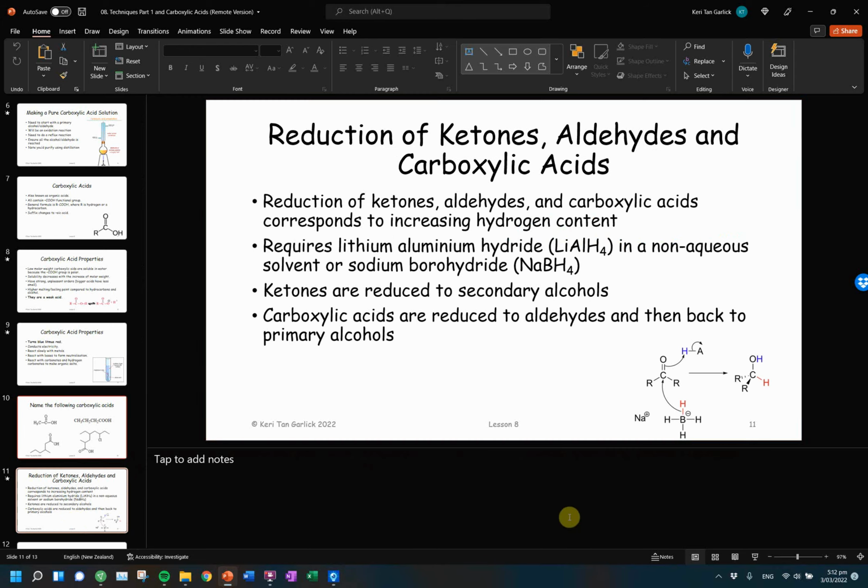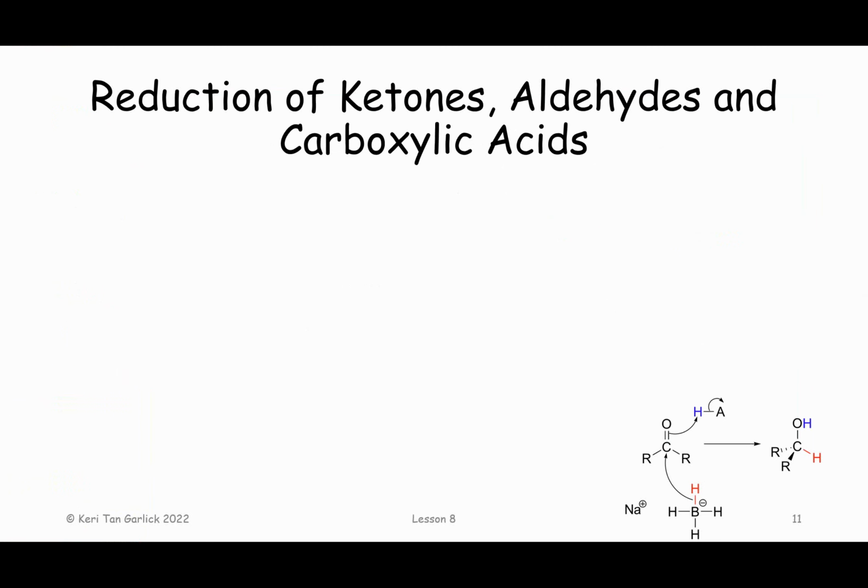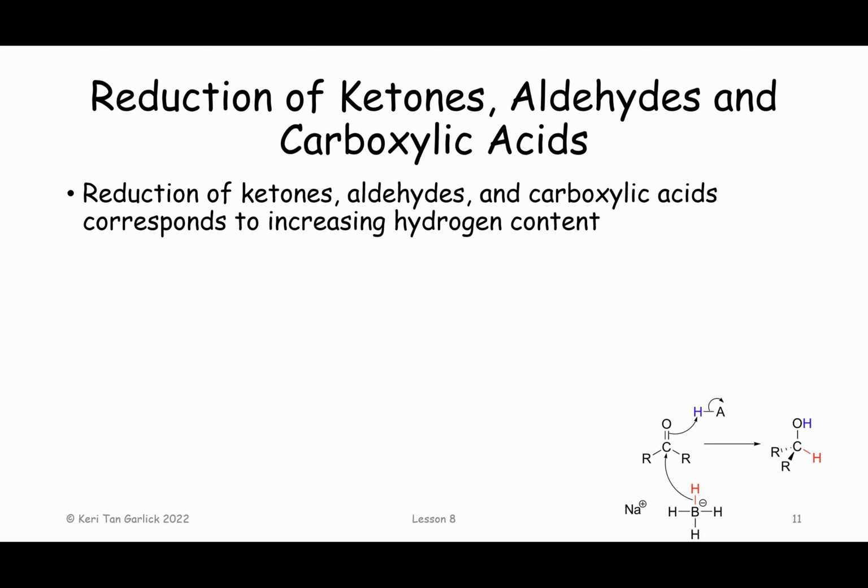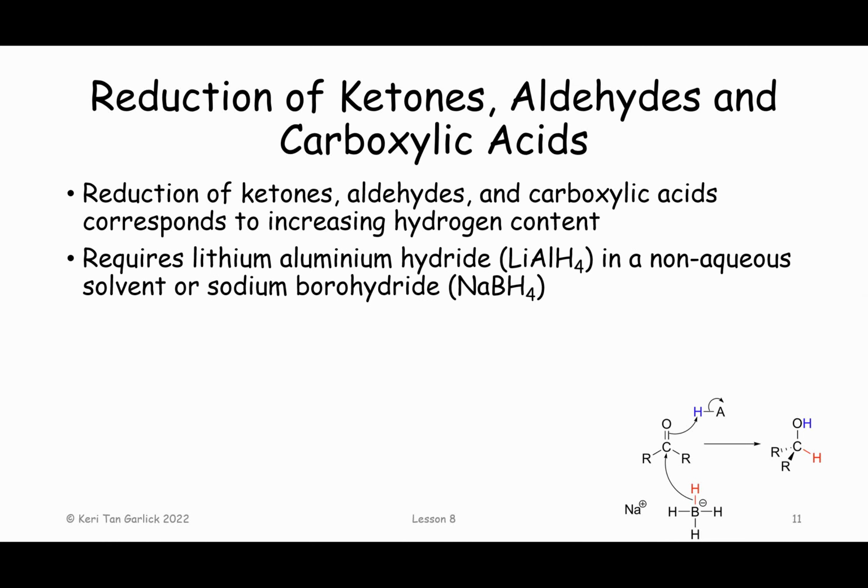All right, cool. One last thing to talk about then is the reduction of the ketones, aldehydes, and carboxylic acids. It's basically reversing it, and you're increasing the hydrogen content, so you're adding back those hydrogens. In order to do that, you need either lithium aluminium hydride or sodium borohydride. So these would be the 2 reagents that you would just memorize, and that's how you go backwards. And it's what you'd expect to happen.